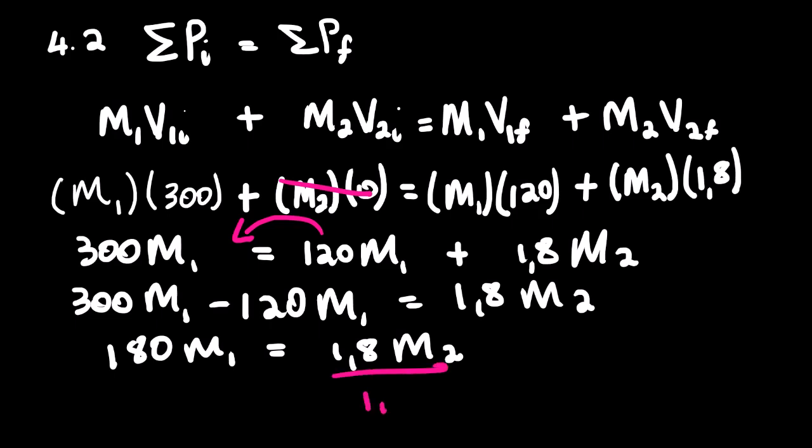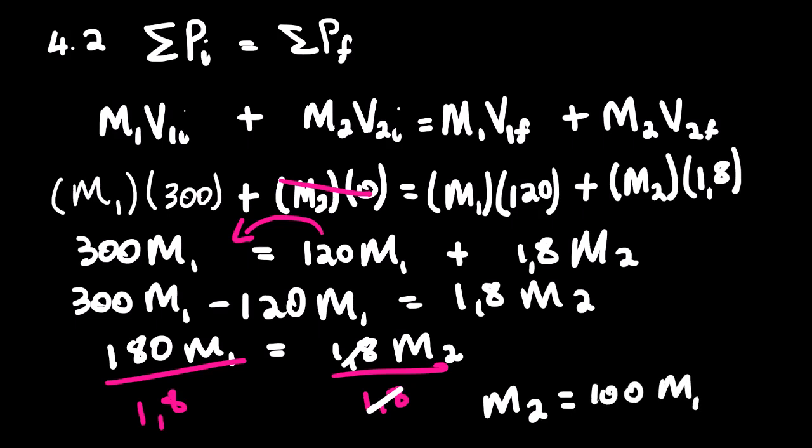Then we can divide both sides by 1.8. If let's say we want to express our final answer as m2, the subject of the formula, then we are going to get m2, because this will get rid of this. Actually, it will result into 1 multiplied by m2, we get m2. We have 180 divided by 1.8, we have 100 m1. This is our answer.